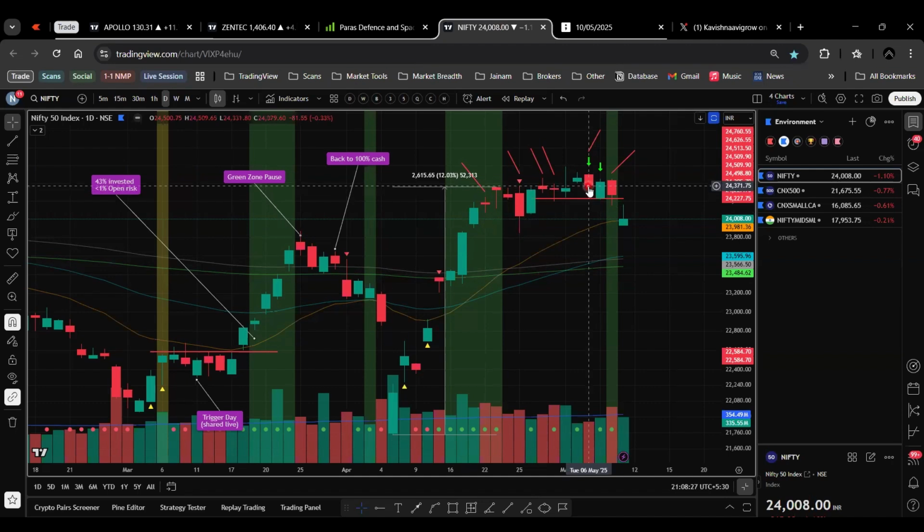And on 6th of May, we shorted. This was a short trigger which was shared live in the group, and this put that was shared, I think it moved from 350 to 650. So it almost doubled. So that was the reason behind taking this short trade.